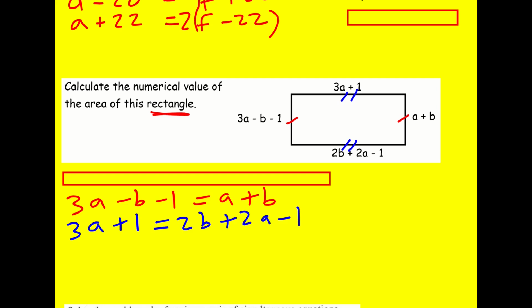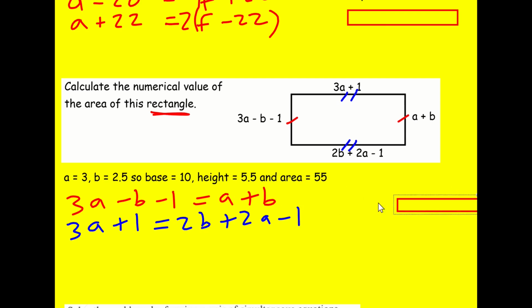And again, I've set up simultaneous equations, two equations, 2 unknowns, which I can then solve. If you do so, you're going to have to do some rearranging first. You should get that a is 3, b is 2.5, base is 10, height is 5.5, because you have to substitute a and b back in to here, and you multiply these to get an area of 55.